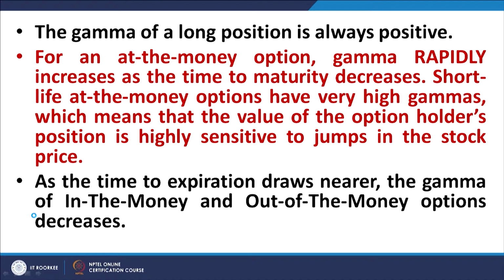So, what does it mean? There is an interesting implication of this, because gamma is large and positive as expiration approaches for at the money options. If you are taking a position in at the money, short term options, that means the options are pretty close to expiration, and you are taking a long position in at the money options, that means you are creating a significantly large gamma.